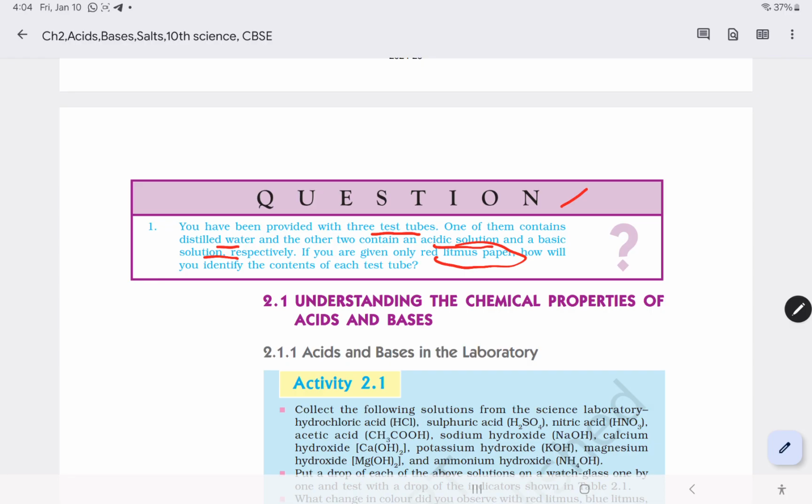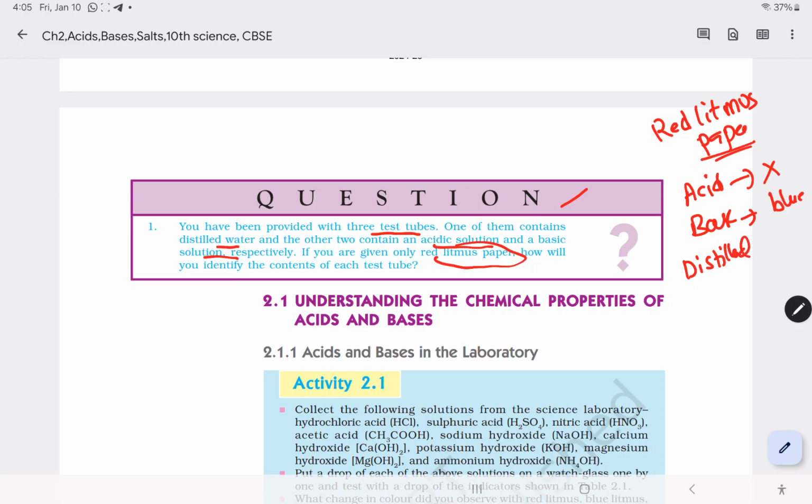Here we know the red litmus paper is actually an indicator. If it is an acid solution, red litmus paper remains red, there is no change in color. If it is a base, red litmus will turn into blue. Red will be turned into blue in a basic solution. If it is distilled water, it is neutral in nature, so red litmus paper remains red and there is no color change.